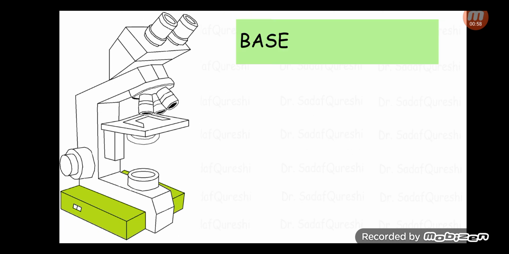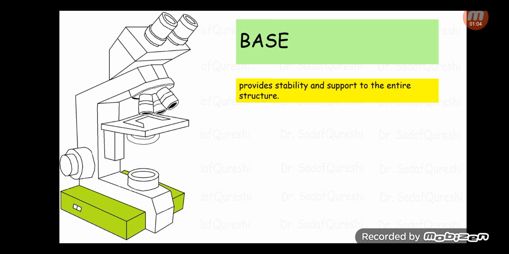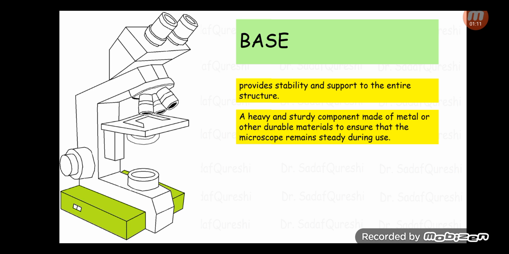We'll start with the base. The green part of the compound microscope highlighted there is the base. It provides stability and support to the entire structure of the compound microscope. It is made of a heavy and sturdy component that may be metal or other durable material to ensure that the microscope remains steady during use.